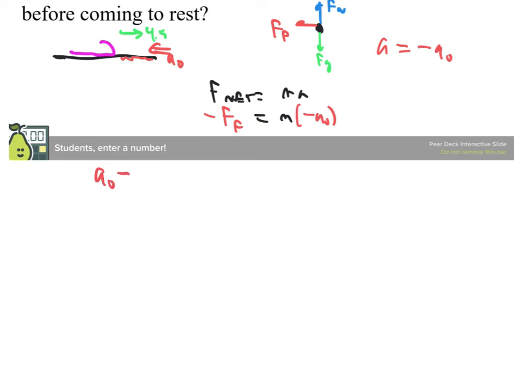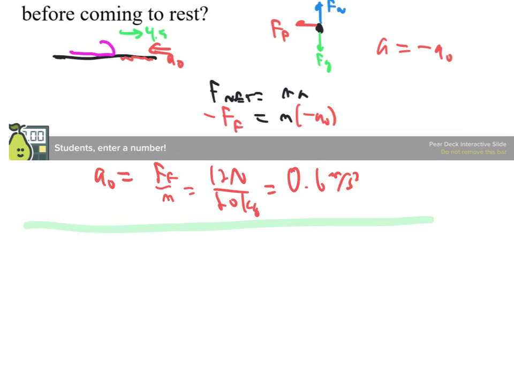Or the acceleration is FF over M, which is 12 newtons over 20 kilograms, or 0.6 meters per second square. Notice I found the magnitude of the acceleration. Now, it's a kinematics problem.